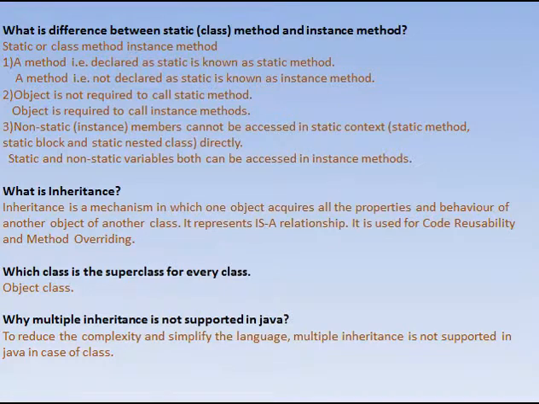What is inheritance? Inheritance is a mechanism in which one object acquires all the properties and behavior of another object of another class. It represents an IS-A relationship. It is used for code reusability and method overriding. Which class is the superclass for every class? Object class. Why multiple inheritance is not supported in Java? To reduce the complexity and simplify the language, multiple inheritance is not supported in Java in case of class.